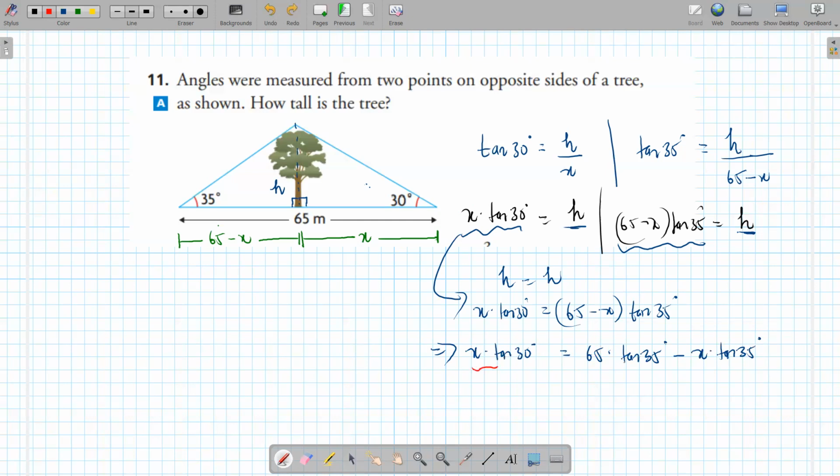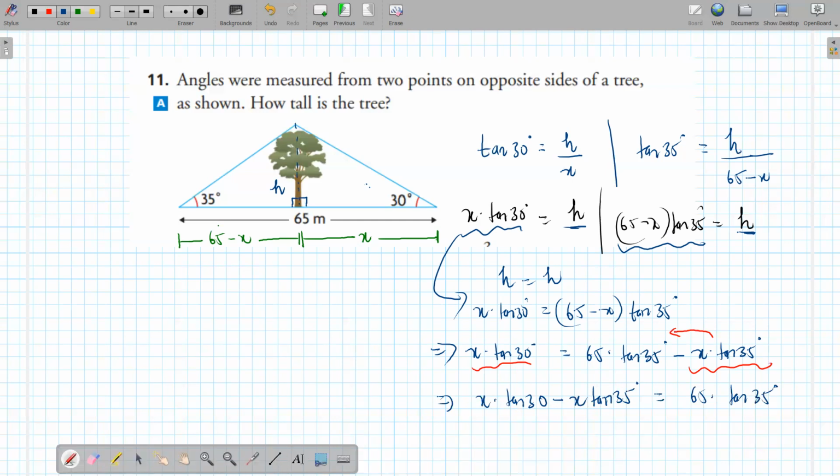So here our like terms is x times tan 30. Well, there's an x there, and then there's an x here. So we're going to move this to the other side. So this becomes x times tan 30 minus x times tan 35 is equal to 65 times tan 35. Now what do we do? Wouldn't you be adding it? You're right, we'd be adding it. Now what?